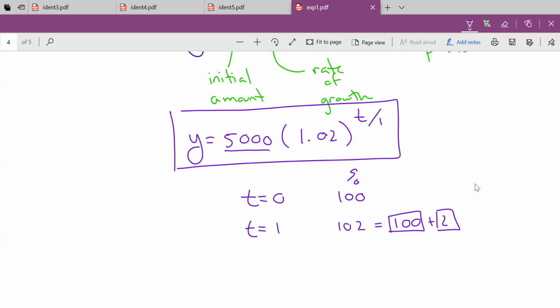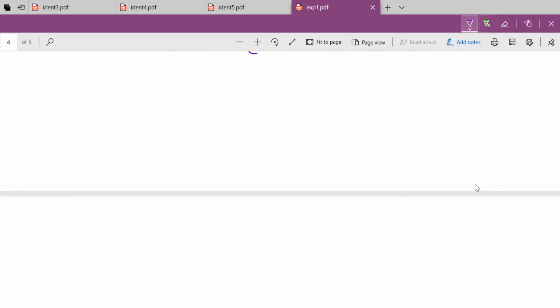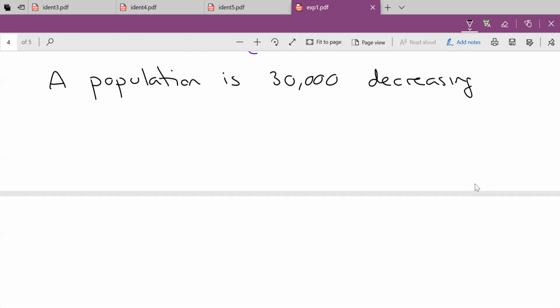This value is how many I'm starting with. This is my rate of change. This is my period. Okay, let's try just one more. What if I said we had this? I'm going to say a population of a town is currently, I don't know, 30,000 and is decreasing by 10% annually. What would this function look like?